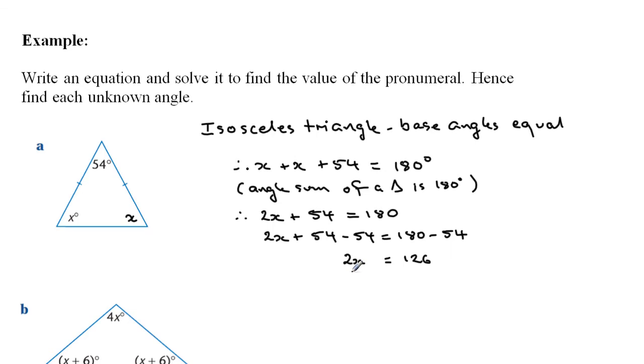Now the next thing to do is to get rid of this 2. So in order to do that, we divide both sides by 2. And in so doing, we cancel out this 2 and this 2. And that means that on this side, we're left with x. And then when I cancel 2 into 126, 2 goes into 2 once, and 2 into 126 goes 63 times. So our final solution is that x degrees, or the size of x, is 63 degrees.